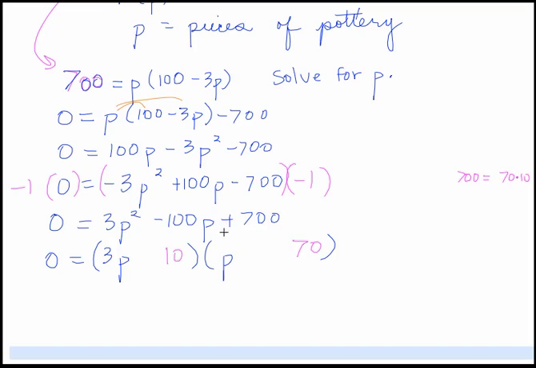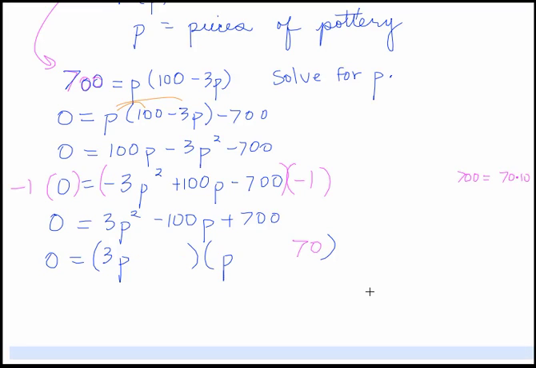Now they're going to multiply to a positive and add to a negative. So regardless, both of those have to be negative. Now if I look at this, it's probably not going to work because 3 times 70 is 210. So my outside term is negative 210p, and my inside term is negative 10p. So that doesn't work. Let's back up a little bit.